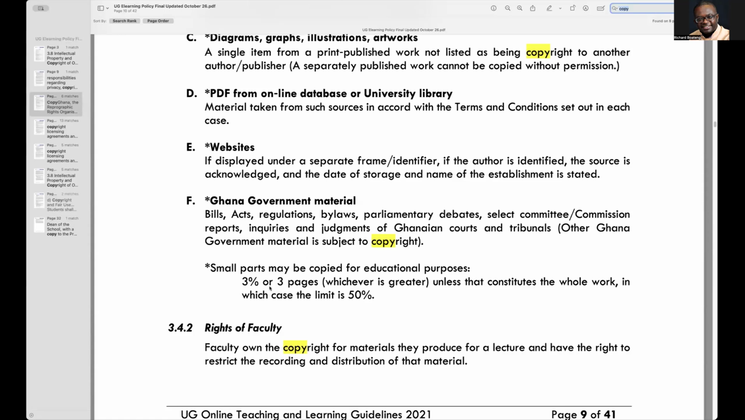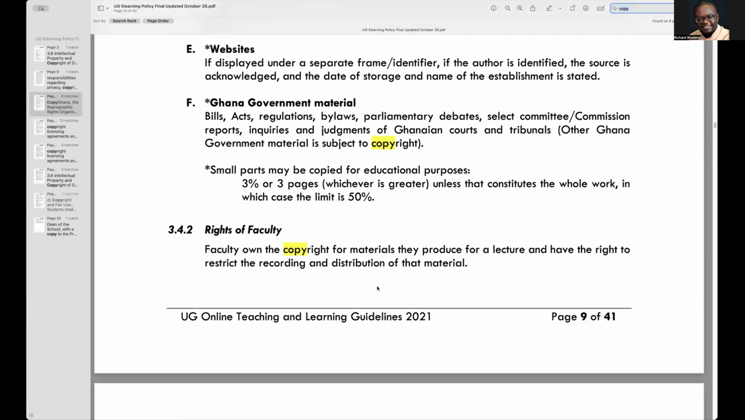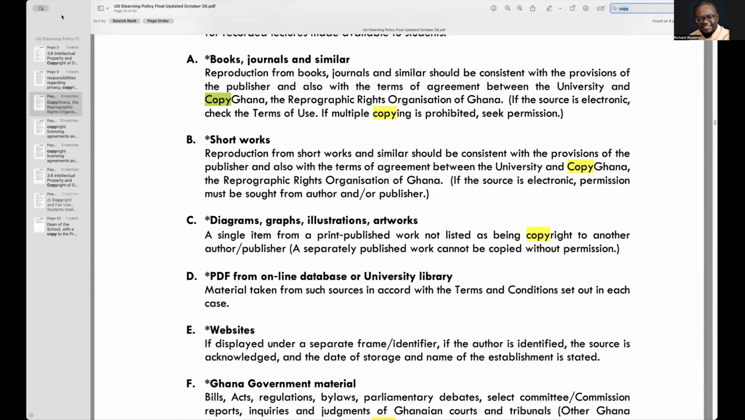If it's 3% or 3 pages, unless it constitutes the whole work. If the whole work is 3 pages, then you can do 50%. But you students here, some of you have been photocopying the whole book. It's not about photocopying the whole book, I say 3%. 3%, ladies and gentlemen, 3%. So it's inside the work. Anyway, we have to adhere to other policies in the country, and that's what I've shown you here. Let's continue.